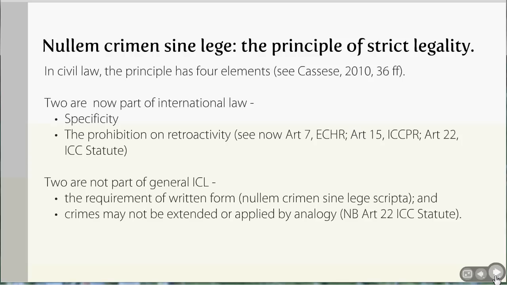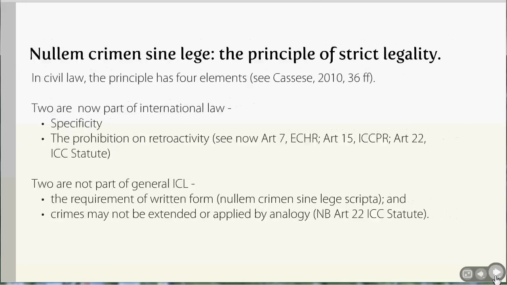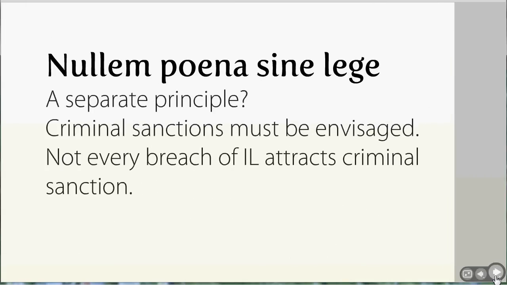There's also a separate principle in most national systems, nullum poena sine lege, which is the idea that criminal sanctions must have been envisaged at the time a rule was enacted. It's not enough that you've broken a rule to punish you criminally, it must have been a criminal rule to begin with. And an important point in international law is not every rule of, for example, the laws of war envisages criminal sanction. So it might not be enough that someone has violated an article of the Geneva Conventions. We have to ask, well, is this violation criminalized as a war crime?